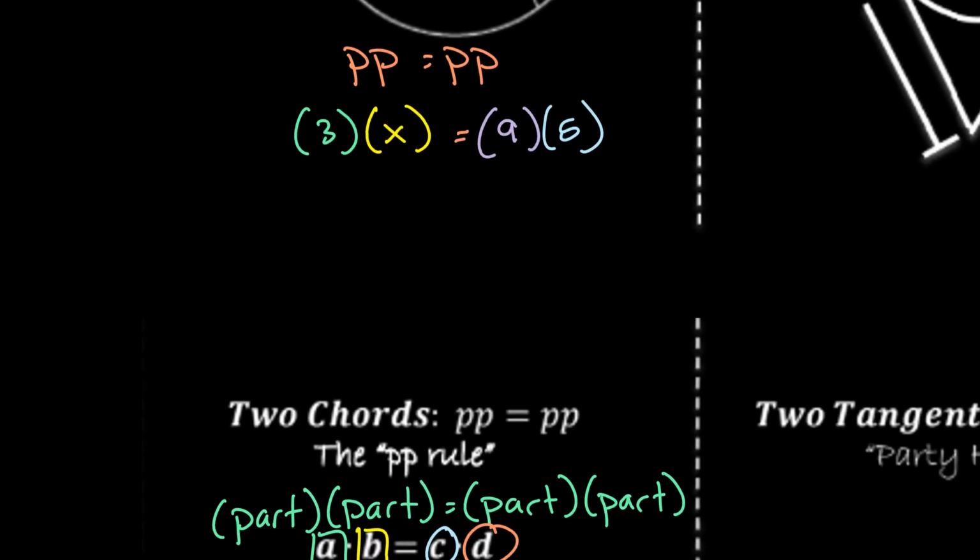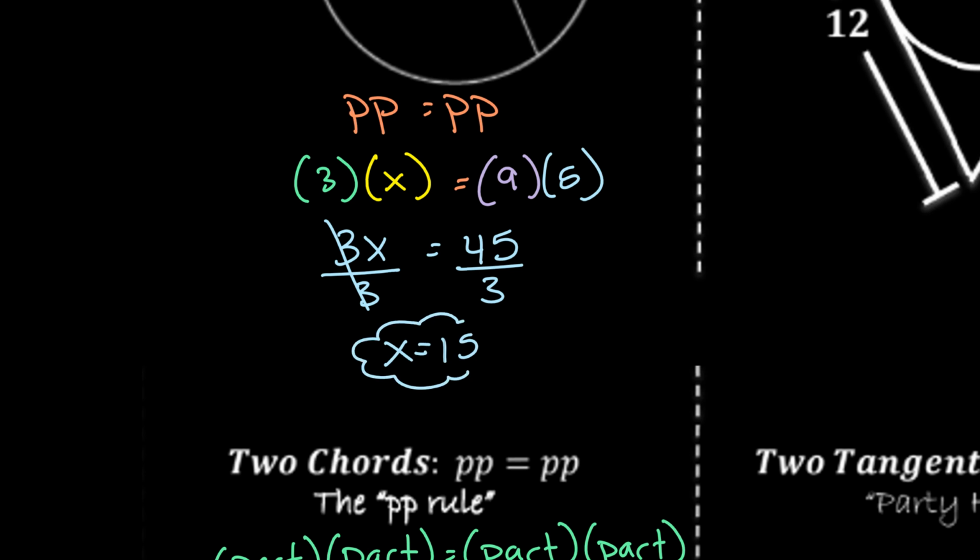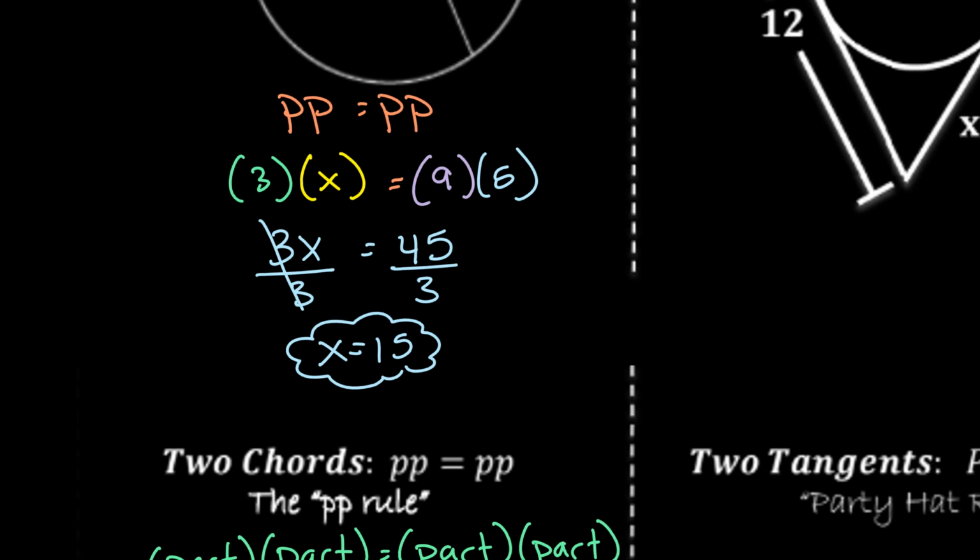And then it's just a solving equations problem. So 3 times X is 3X. 9 times 5 is 45. Divide by 3, and what is X? And I'm done. That's it. Why does that work? You know, that's a good question. It has something to do with the properties of a circle and the ratios of lines in a circle. All right.